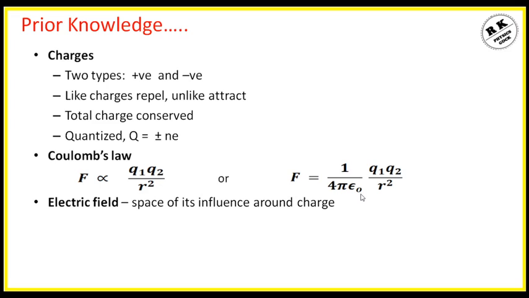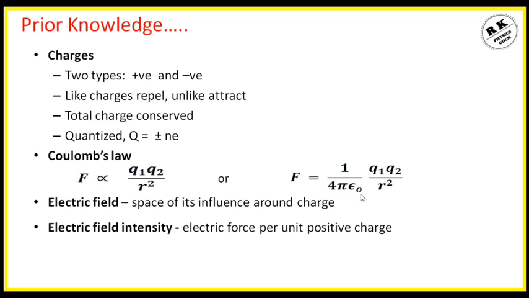Next topic is electric field. Whenever a charge is placed in space, there will be its influence up to a certain region around it. The space of its influence around it is called the electric field. The space around any charge in which it will influence other charges is called the electric field.